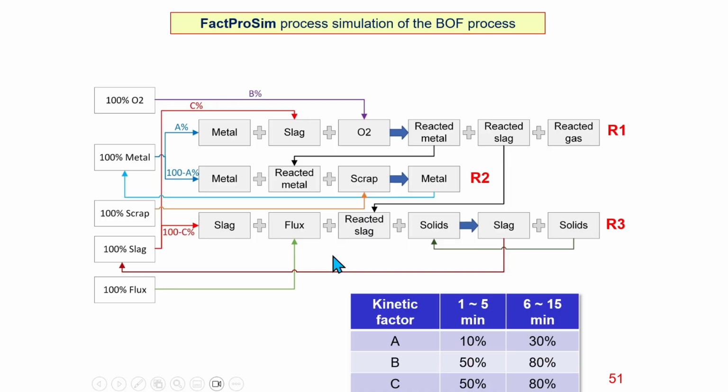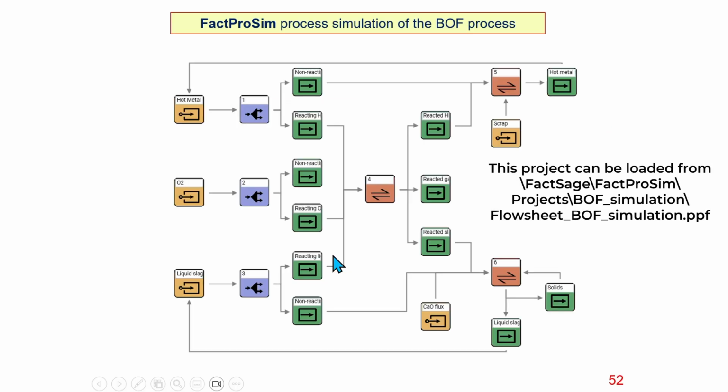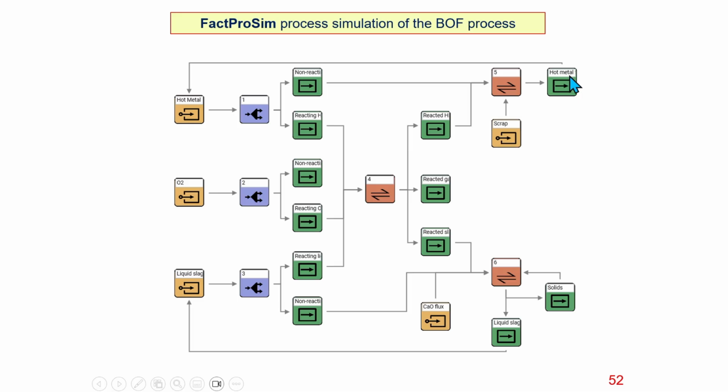And if you translate this into a FactProSim simulation, that's what you get. And see, we have our 3 components, hot metal. We have a splitter that gives you reacting and non-reacting stream. This is for kinetic purposes. This is well documented though. We have our 3 Equilibs taking place, and eventually we produce our hot metal. So this is the classical BF process that they show.